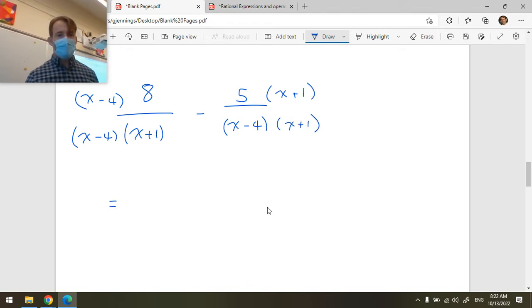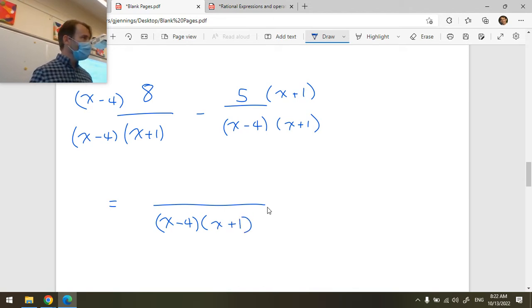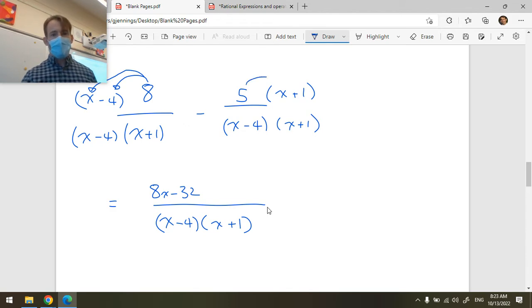Notice that creates a common denominator. We're going to have our denominator as x minus 4 multiplied by x plus 1. You can expand and simplify that with FOIL, but I would encourage you to leave it in factored form in case, after doing your addition and subtraction, you see another factor that could cancel. So that saves you from refactoring it again later. And then we'll have 8x minus 32. That's the result of 8 times negative 4 and 8 times x. And then we'll have minus 5x. I'm going to put this in brackets, minus 5x plus 5.